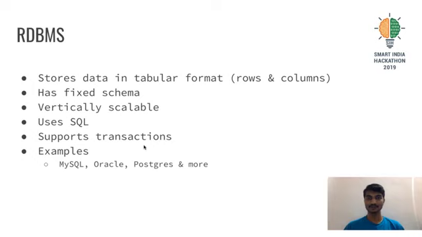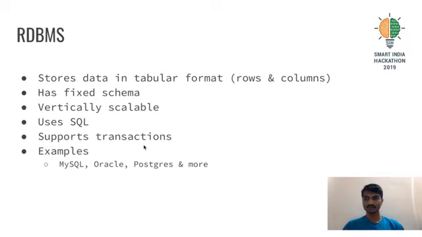There are two different kinds of databases which are used in systems in the industry nowadays. The first one is SQL based databases, like RDBMS, relational database management systems, and the next one is NoSQL databases. It can also be elaborated as not only SQL databases.